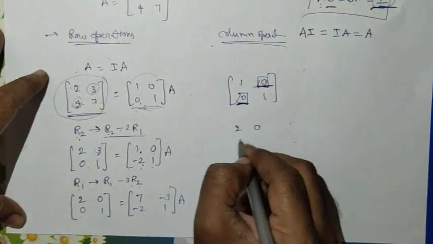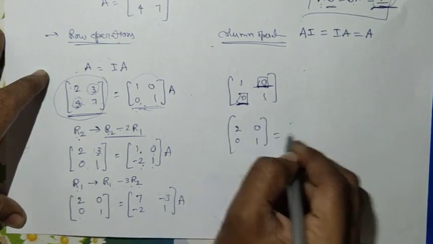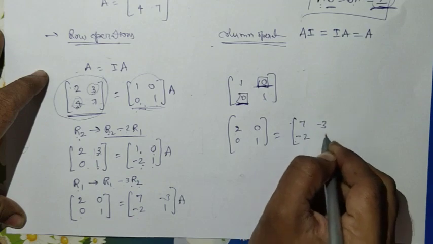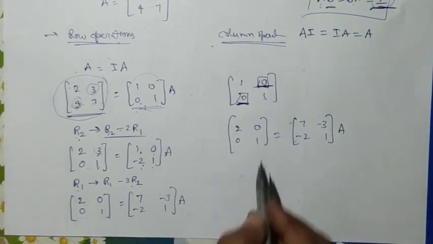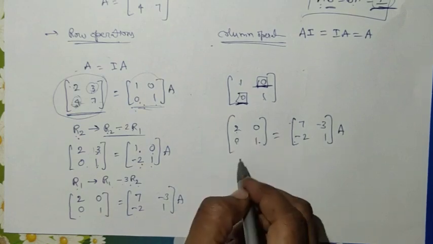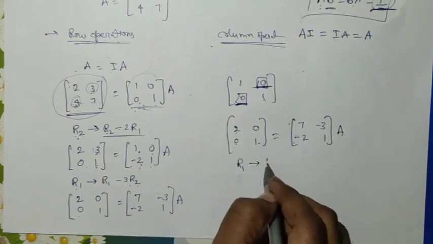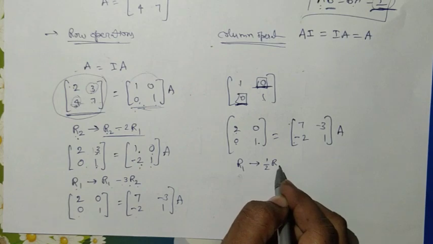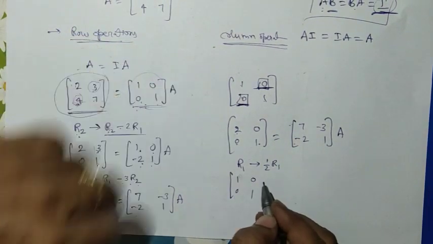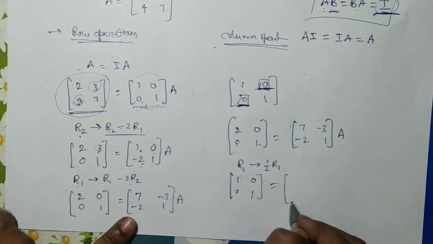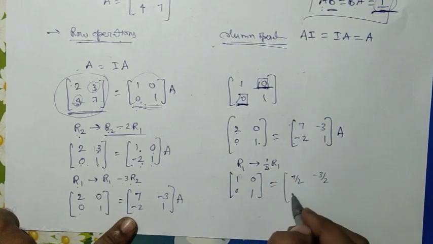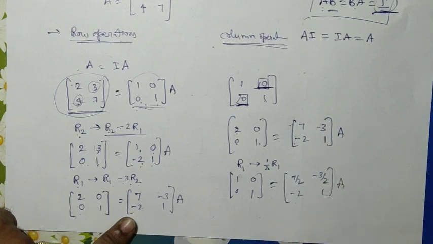Once again, let me write [2, 0; 0, 1] into A. But on the left side we need the identity matrix, which is [1, 0; 0, 1]. But we got 2. So row 1 divided by 2, that means row 1 multiplied by half. Then I get [1, 0; 0, 1] on the left, equal to row 1 only: 7 by 2, minus 3 by 2, and [-2, 1], into A.